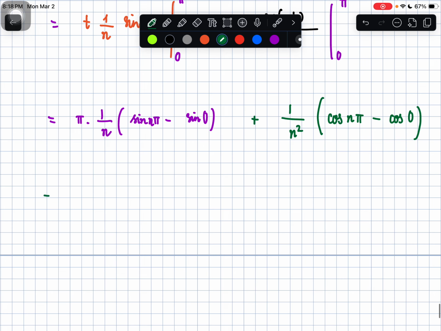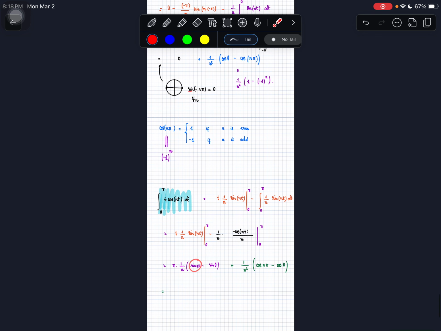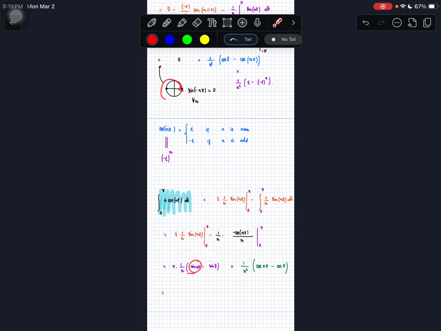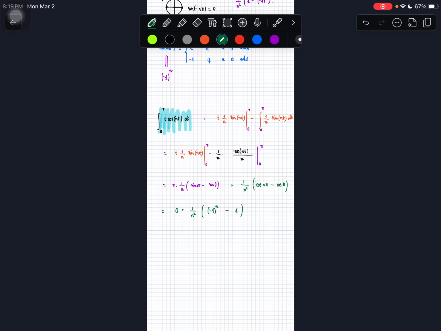This one, sine of n pi, we talked about that before. Sine of n pi is always 0. Sine of 0 is 0. The first term is 0. The second term, this one is 1 if n is even, and equal to minus 1 if n is odd. So 0 plus 1 over n squared, minus 1 to the n minus 1. This is our second term.